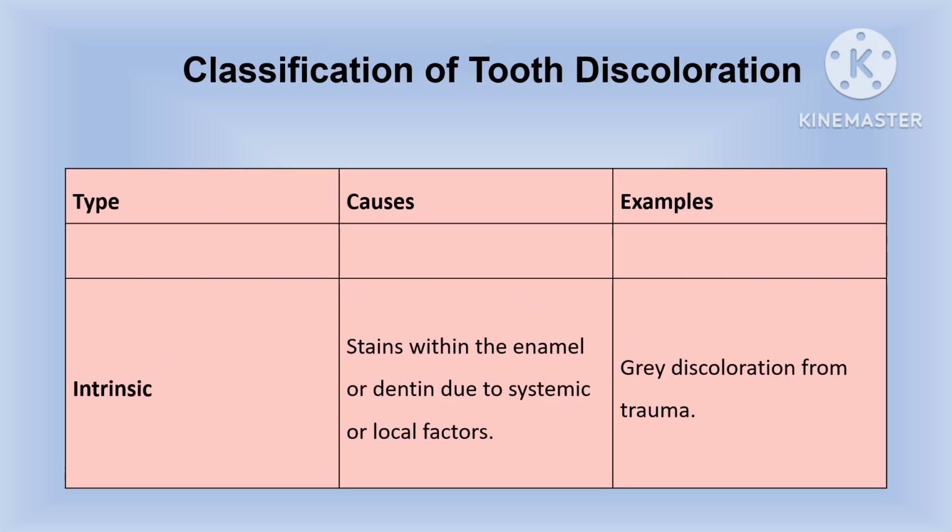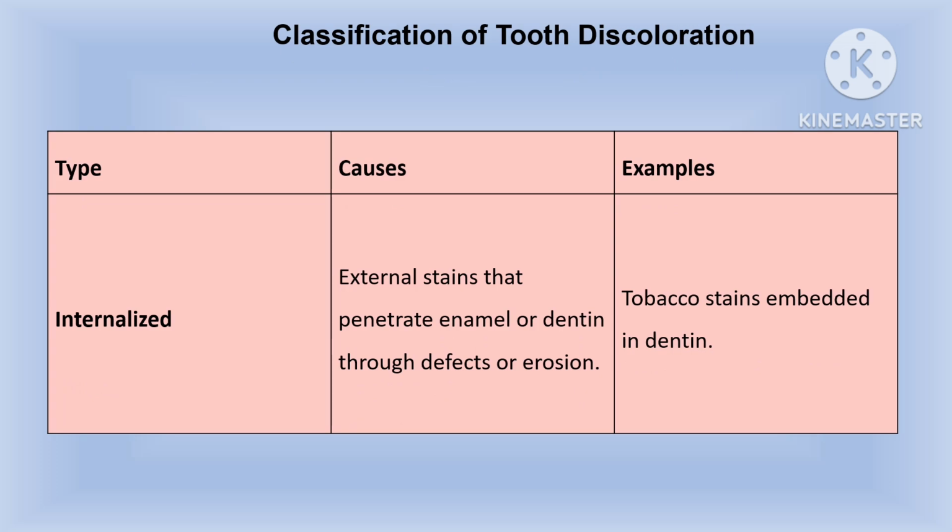On the other hand, intrinsic stains arise from within the tooth structure itself, either due to developmental defects or external agents that have penetrated the enamel. From these two categories, a third classification is the internalized stains. These are the external stains that penetrate enamel or dentine through defects or erosion.